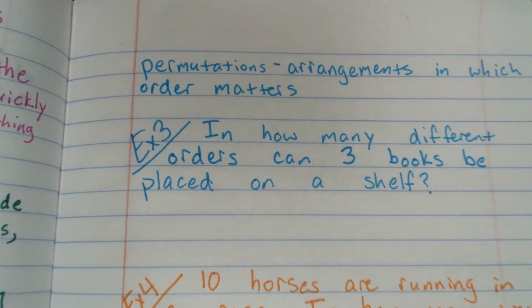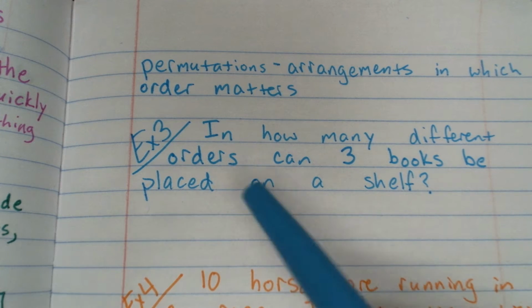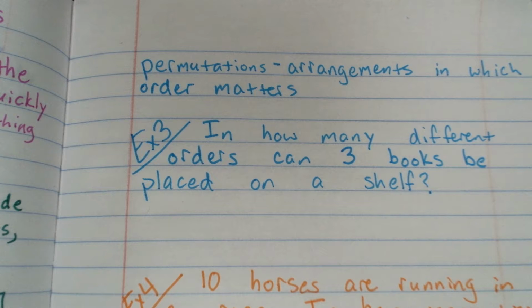Okay, so let's finish up the first section I'm doing on chapter 11 here. We just did the fundamental counting principle. Now we're going to talk about permutations, which is a little bit similar. Permutations is the word for arrangements in which order matters. So, for example, in example 3, in how many different orders can 3 books be placed on a shelf?